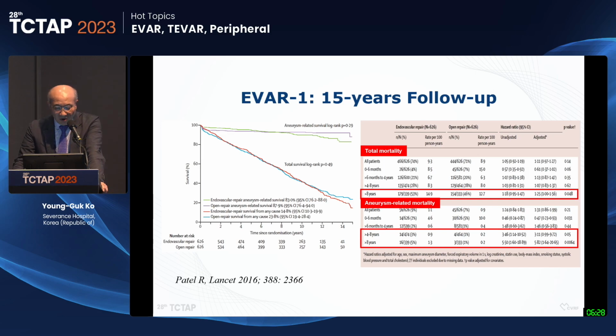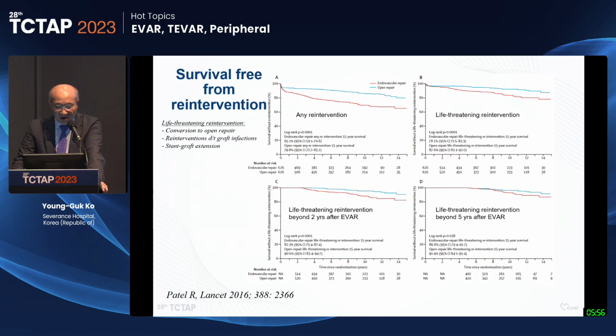So EVAR-1 long-term follow-up data was released, and overall total survival and aneurysm-related survival did not show any significant difference. However, total mortality beyond 8 years increased in the EVAR group, and also aneurysm-related mortality increased in the EVAR group beyond 8 years. So this shows the inferiority of the EVAR compared with the open repair. And also the survival free from any re-intervention or life-threatening intervention was lower with EVAR compared with open repair.